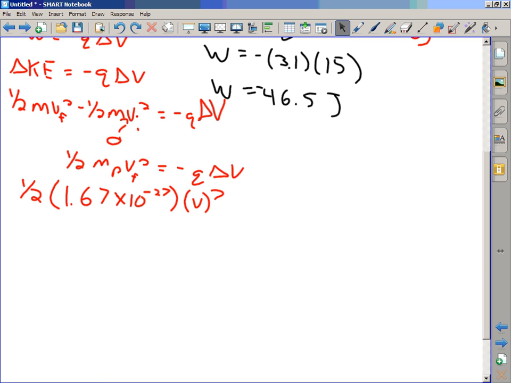Page 522, numbers 1, 3, 4, 11. Some of those are going to use this idea right here that I was doing.